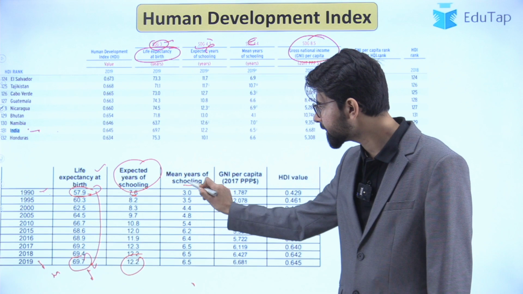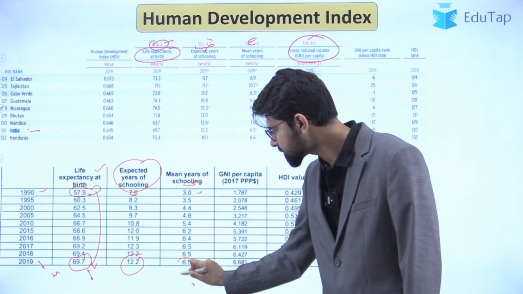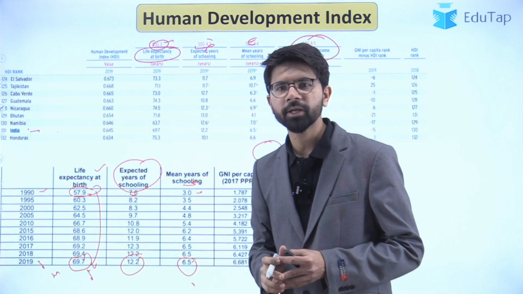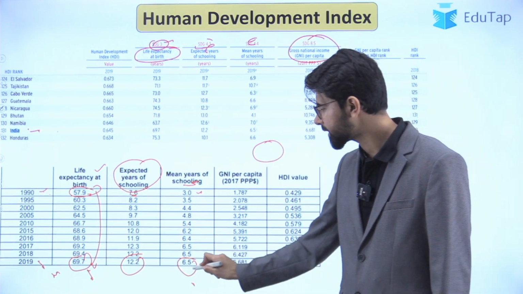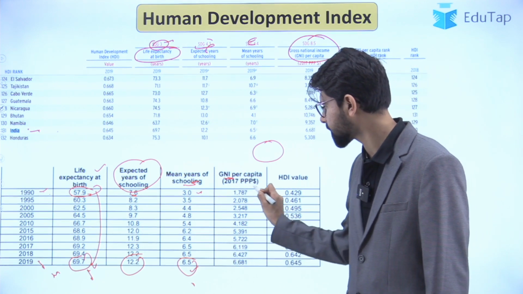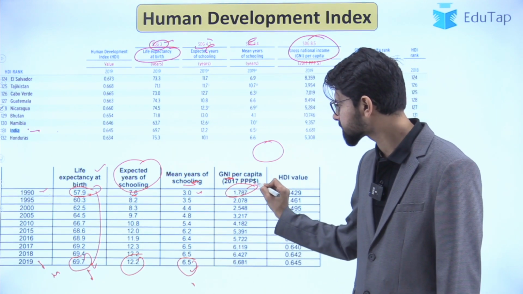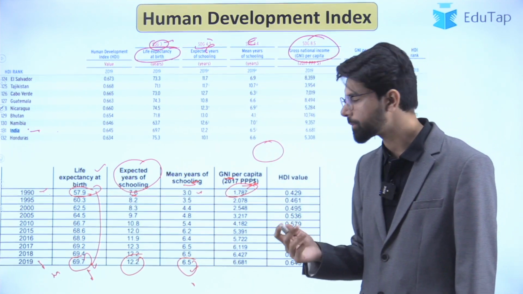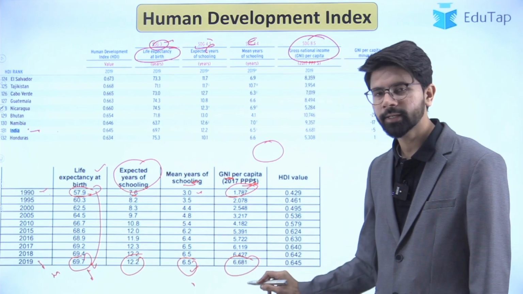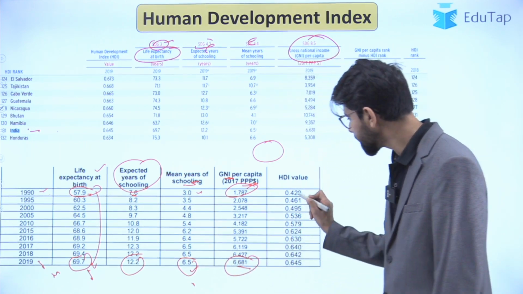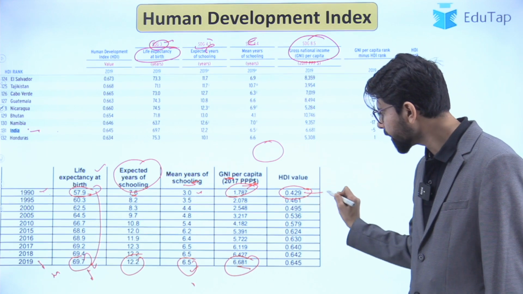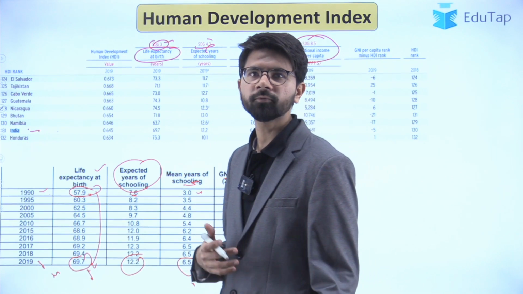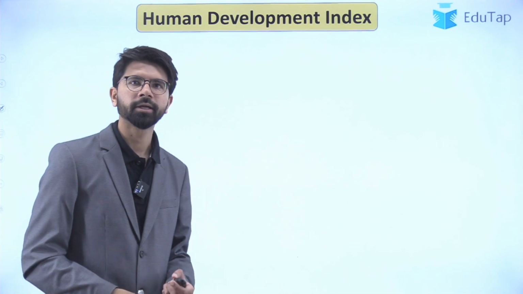And if you look at the mean years of schooling, it was 3, now it is 6.5. So if you take the country's perspective, with the large population, the figure is quite low. So still it has to improve. And GNI per capita income was $1787 back in 1990, based on PPP, that is purchasing power parity, and in 2019 it is 6681. So the entire HDI value has improved from 0.429 to 0.645. So you can see that there is a more than 50% increment in the value of HDI.